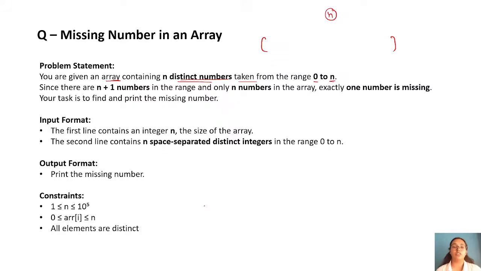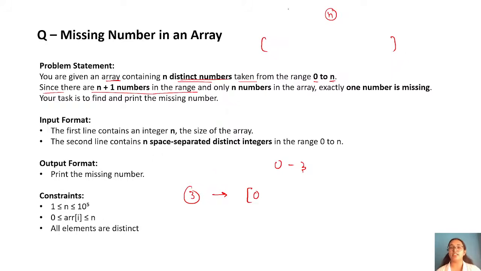Okay. So for example, let's assume you are given a size of 3. The array elements will only range from 0 to 3: 0, 1, 2, 3. And obviously, because the length is 3, one number will be missing, and you have to find that missing number. That's it. Now, since there are n plus 1 numbers in the range, right?